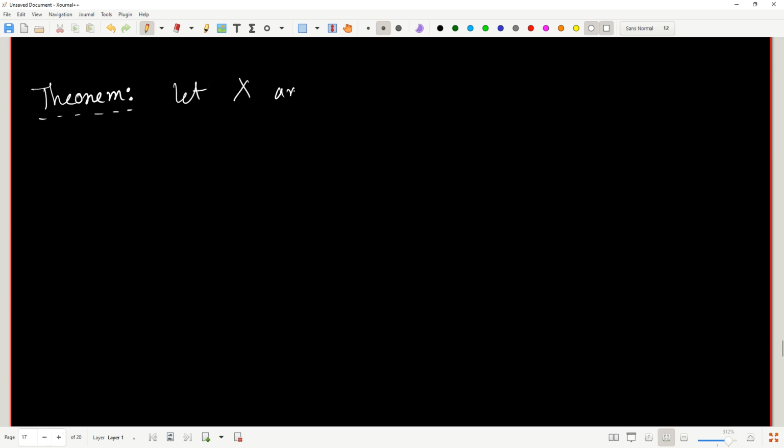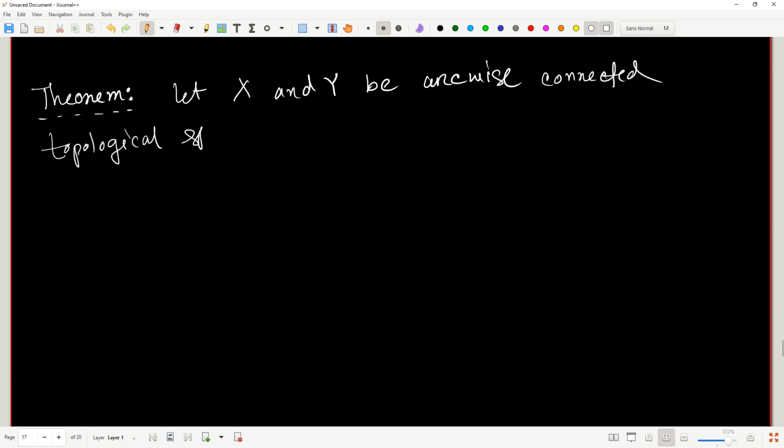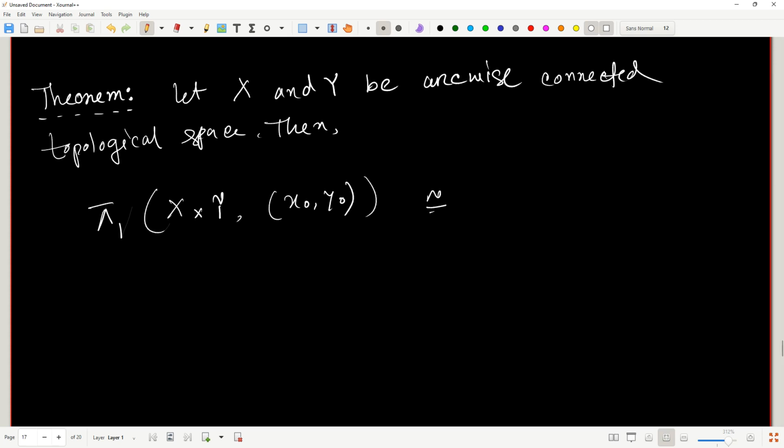Let X and Y be arcwise connected topological spaces. Then the fundamental group of X Cartesian product Y with base points x0, y0 is isomorphic to pi1 X direct sum with pi1 Y.